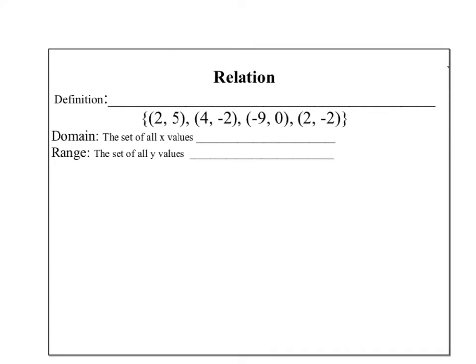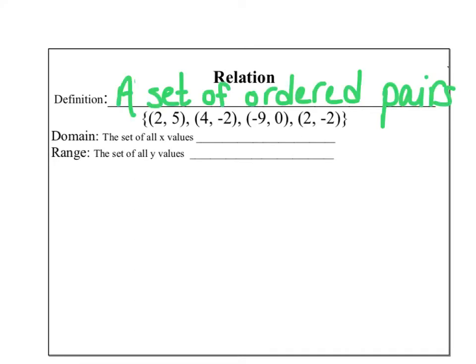So let's define what a relation is. It's just a set of ordered pairs. Often it's written in set notation using braces, and there is a comma in between each ordered pair. Your domain is your set of all possible x values, and range is the set of all possible y values. So when you write the domain and the range, again, you write it in set notation. Best practice is to order your values from least to greatest.